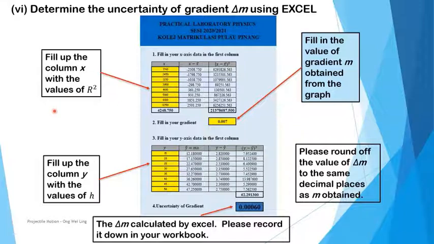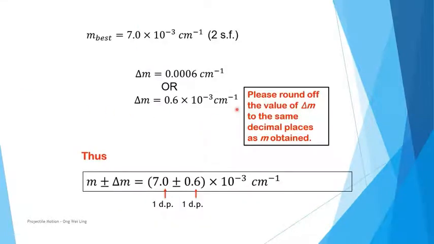Fill up the column x with the values of r squared. Fill up the column y with the value of h. Fill in the value of gradient m obtained from the graph. Lastly, the delta m calculated by Excel. Please record it down in your workbook. Please round off the value of delta m to the same decimal places as m obtained.